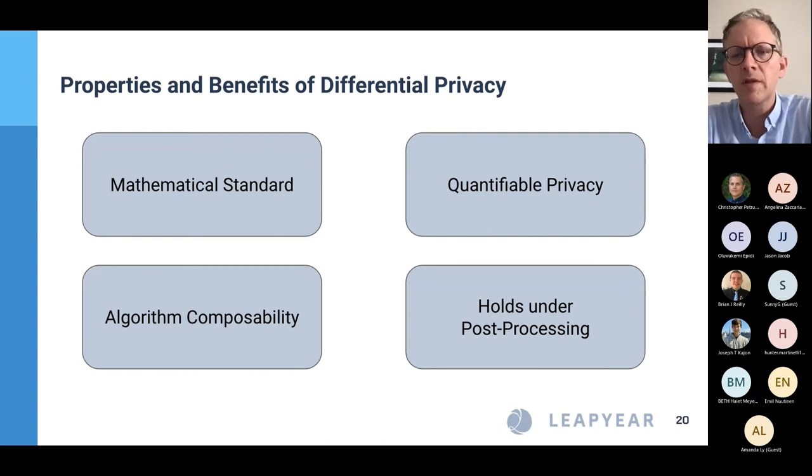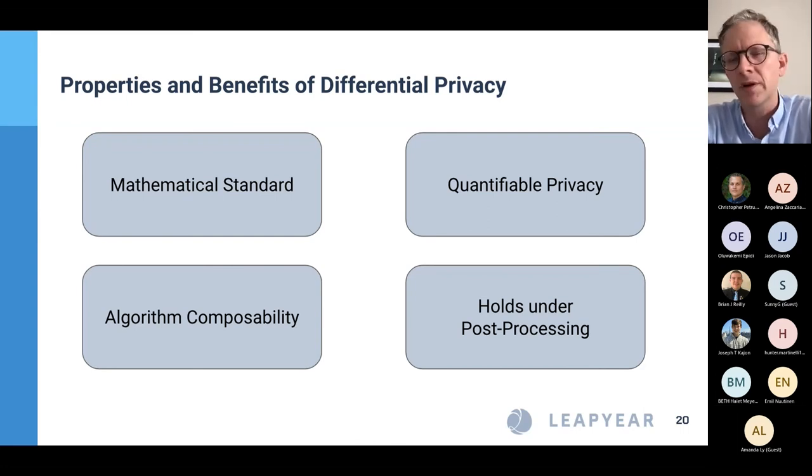This also means that the privacy is quantifiable and measurable. So rather than taking heuristic approaches like anonymization, where there are no rigorous guarantees of privacy, you can actually put a number on and measure the amount of privacy that's exposed in a given query of the data.